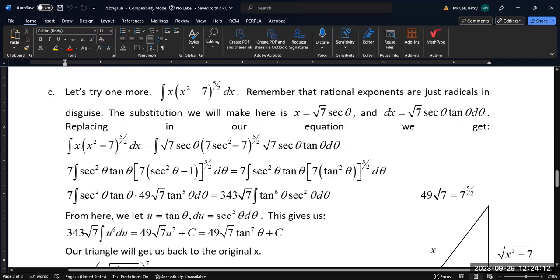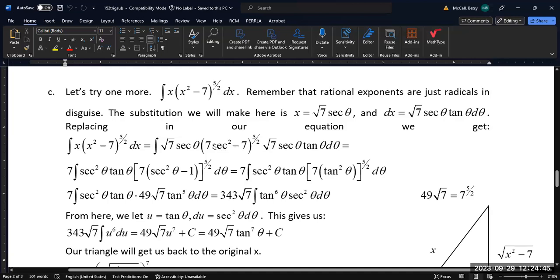So here's our original problem. We're going to replace this x with our substitution, square root of 7 secant theta. Here, we're going to replace x with the square root of 7 secant theta, but we're squaring it. And so that becomes 7 secant squared minus 7. And then our derivative dx gets replaced with all of this from up here. Okay, so now best thing to do, pull out all of your constants.